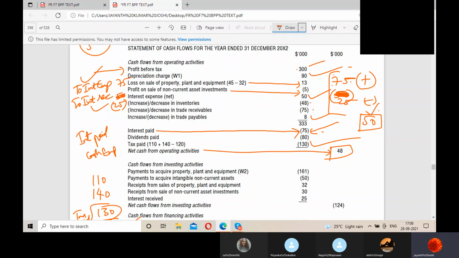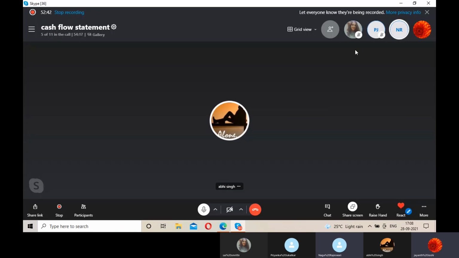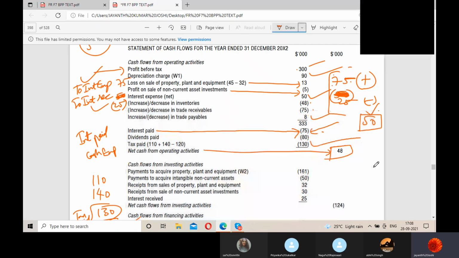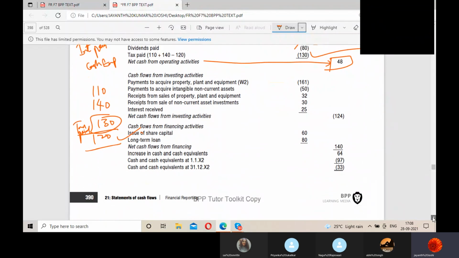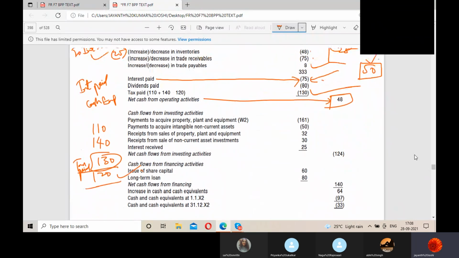Yes, 130. So this 120 is your current year liability. Okay. That means you paid how much? 130. Okay, sir. All of you, please have a look through this. Then I'll wind up the question.